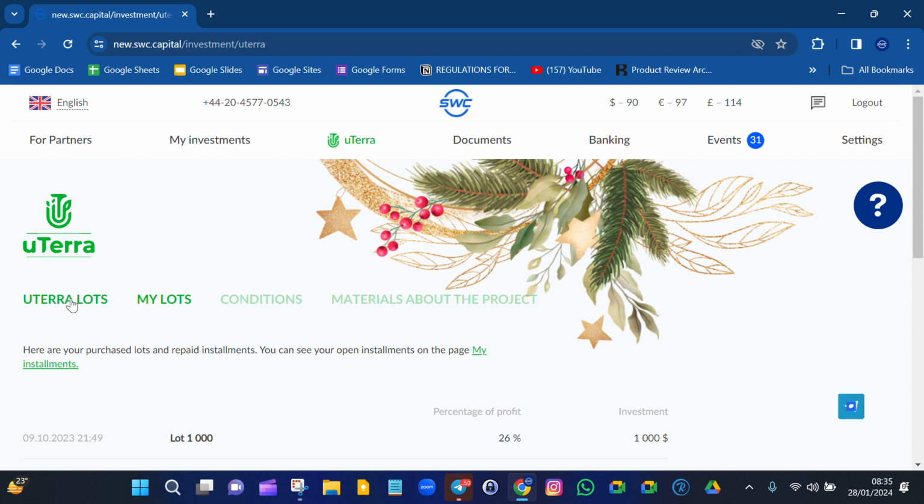Alright, having said that, your lots tell you the amount of profit that you will receive from the project, just like shares tell you the amount of profit you will receive from the commercial implementation of the UST project. So for UST you have shares, for UTerra you have lots, but they serve the same purpose of telling you how much profit you will receive. Now the UTerra lots give you an exact calculation of profit.